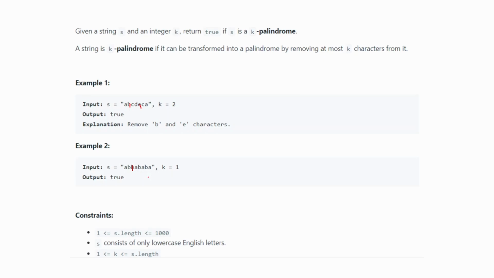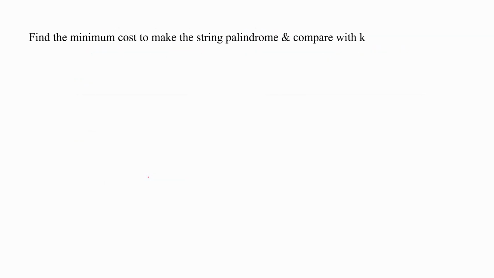Now let's try to solve this problem. Our first idea is that we will find the minimum cost to make the string a palindrome and then compare it with k. That means while calculating the minimum cost, we do not compare the value with k. We simply find out the cost and at last we compare with k. If the cost is smaller than or equal to k, then we return true, otherwise we return false.